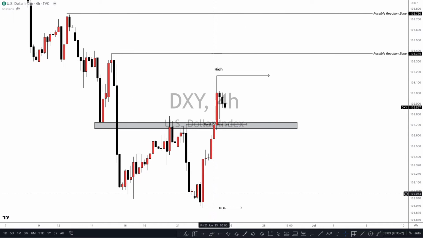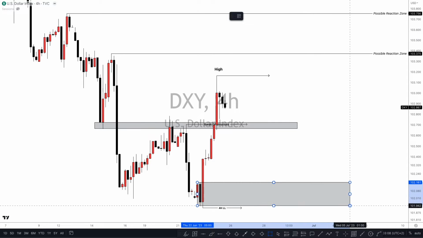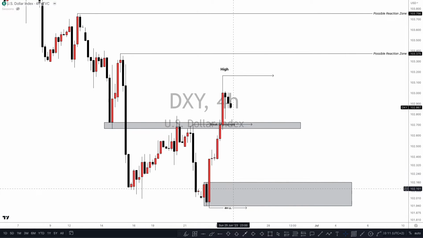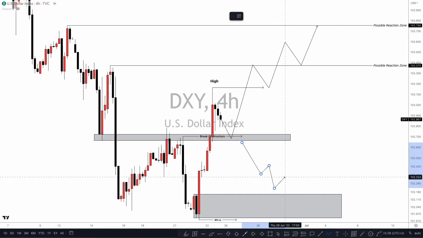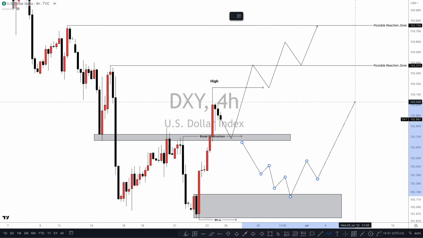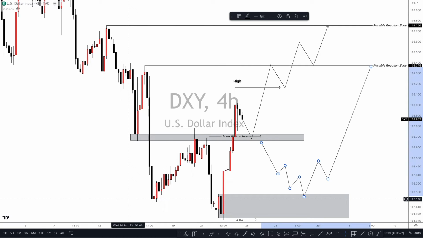But most of all, if it does not move to that, just know that there's a demand zone just down here where price might tend to. So price could possibly do something like this, or we might have something like this. Those are the two possible outcomes with DXY. And let's move to the next one.